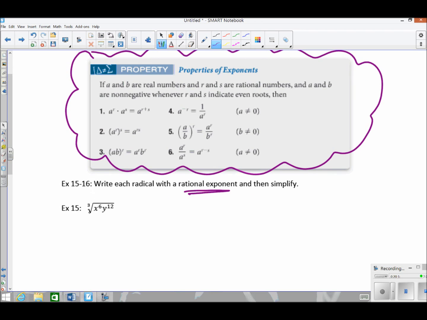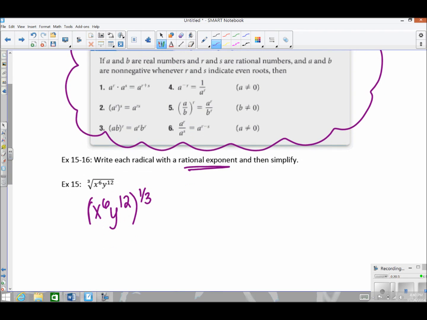So the first thing I'm going to do, since this is talking about the cube root, instead of being given the fraction, I'm going to take something that's already written with a radical, and I'm going to turn it into an expression with the fraction as an exponent so that I can use those exponent rules. So really, this is going to be x to the 6 times y to the 12, all raised to the 1/3. And then I can apply that third property up there, where I can take each individual piece and raise each individual piece now to the 1/3, since the operation between these is multiplication.